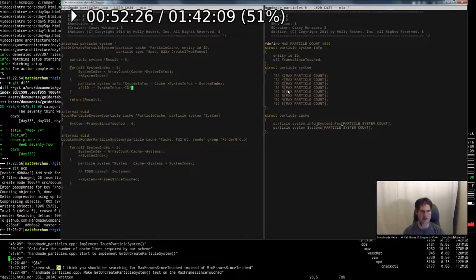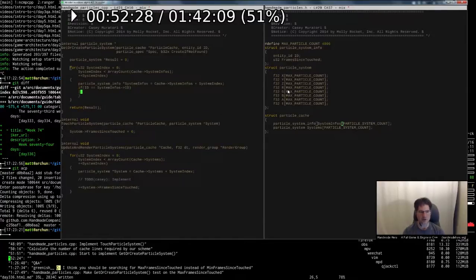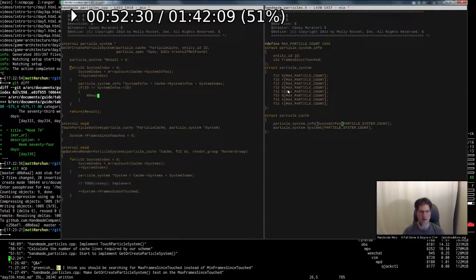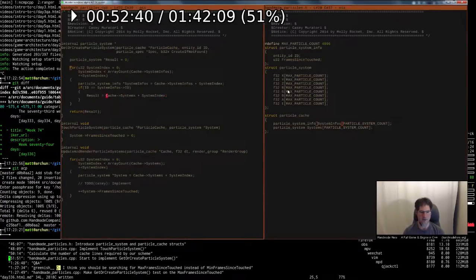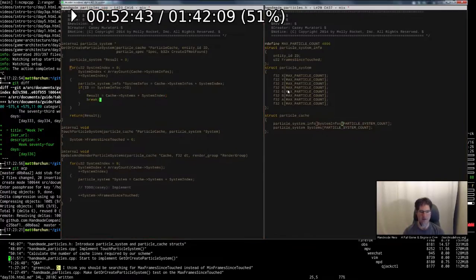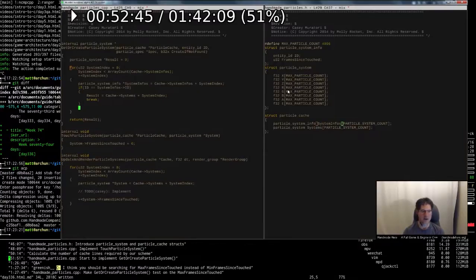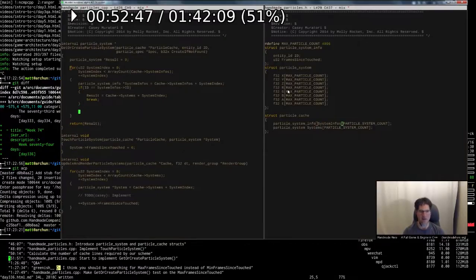If the ID equals that one, then great, we're done. Our result is just whatever the system is that corresponds to that one. There's our result, and we can stop looking now. But otherwise, we need to find the oldest one.